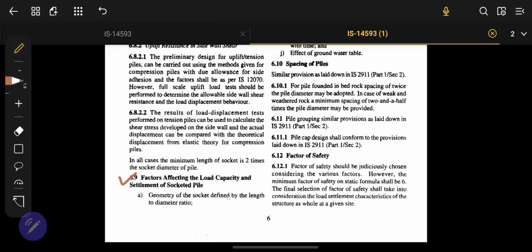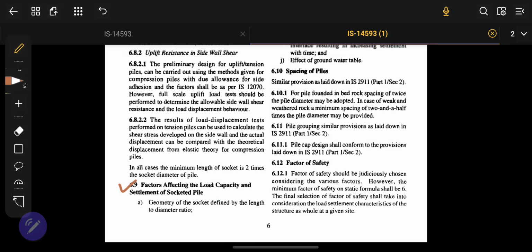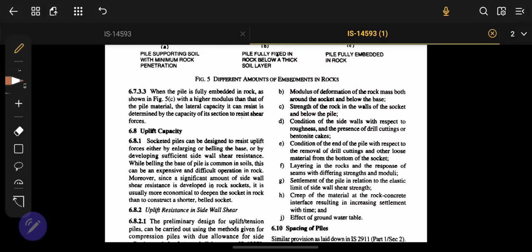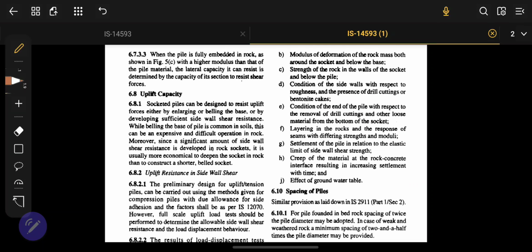Geometry of the socket, defined by the length to diameter ratio. Modulus of deformation of the rock mass both around the socket and below the base. Strength of the rock in the walls of the socket and below the pile. Condition of the side walls with respect to roughness and the presence of drill cuttings or venturi. Everything is very simple to read. Condition of the end of the pile with respect to the removal of drill cuttings and other loose material from the bottom of the socket.